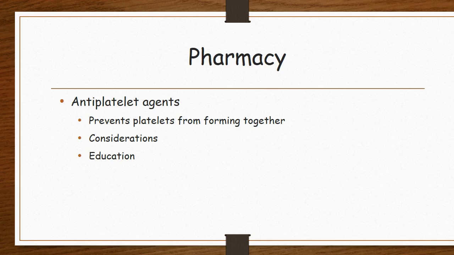So some of the considerations that we want to let our patients know is they're going to be on bleeding precautions. So we want to apply pressure longer to any injections. Don't want to give them IM injections. In the hospital, we're going to monitor them for bleeding, like low blood pressure, increased heart rate, and a low H&H, hemoglobin and hematocrit.